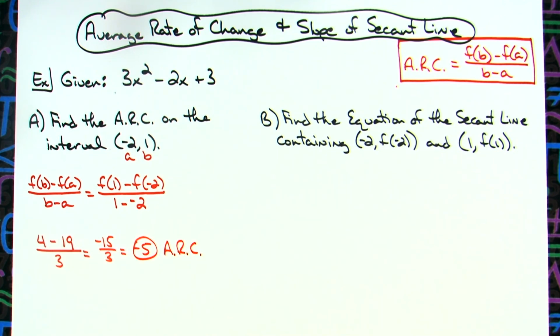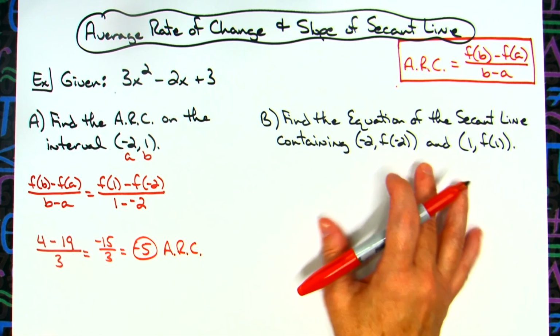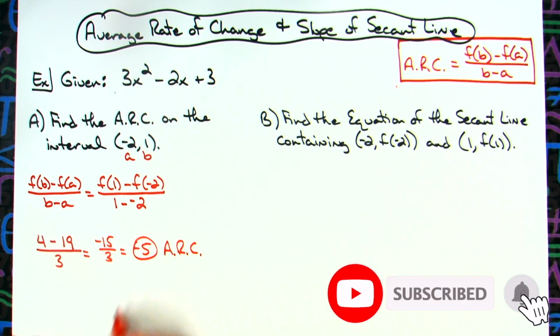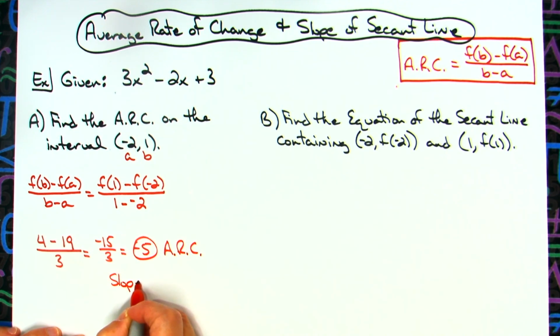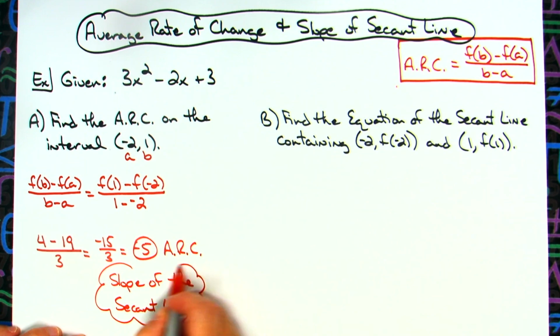Now, the important part here is knowing that your average rate of change is the slope of the secant line. So that's why this is usually part A, and then the next question will be write the equation of that secant line. To write an equation of a line, you need to know the slope and at least one point on that line. So let's write down here: average rate of change is also the slope of the secant line. While it is the average rate of change, it is also the slope of the secant line.